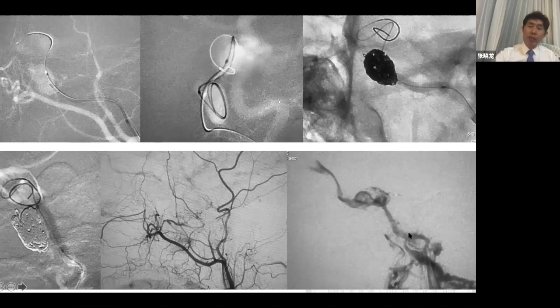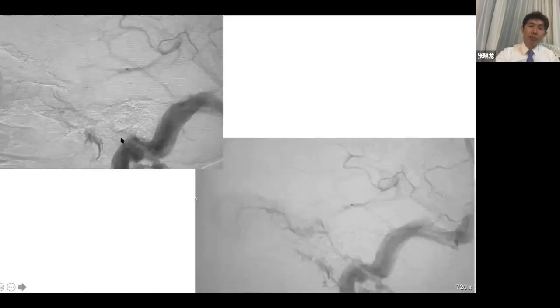This is the opened angiography. And this is the posterior angiography of the ECA. The fistula was totally gone. And the inferior petrous sinus was opened with a balloon. And this is the posterior angiography, showing the inferior petrous sinus was opened. And this is a comparison before and after. This is the opened inferior petrous sinus. It has a function.